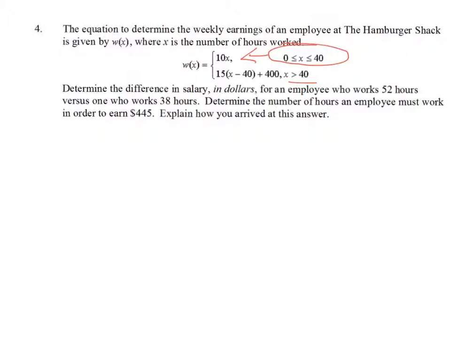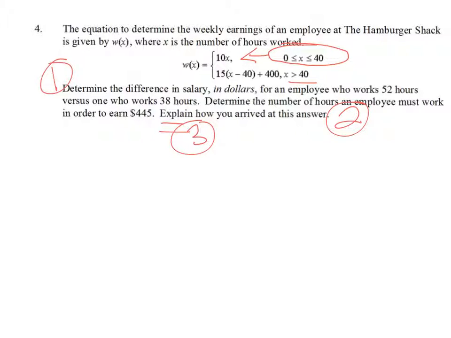So we want to first determine the difference in salaries, so that's step 1, for an employee who works 52 hours. So I'm going to substitute that into the second equation, or the bottom one given in the piecewise function, versus one who works 38 hours. That's going to be the first equation. And then the second thing is to determine the number of hours an employee must work in order to earn $445. And then explain how we arrived at that answer. Okay, so we have 3 things we need to do as a result of this problem. It's going to require a little bit more steps than that, however.